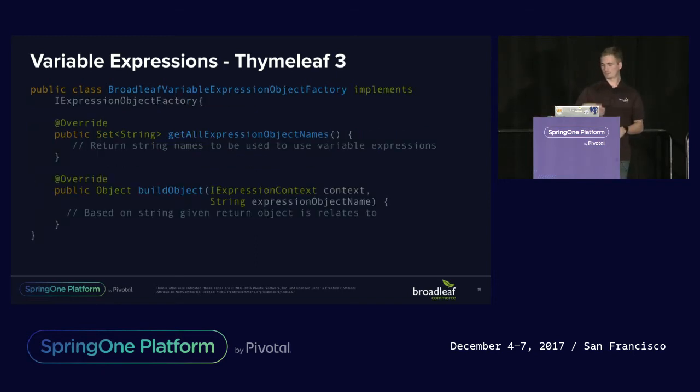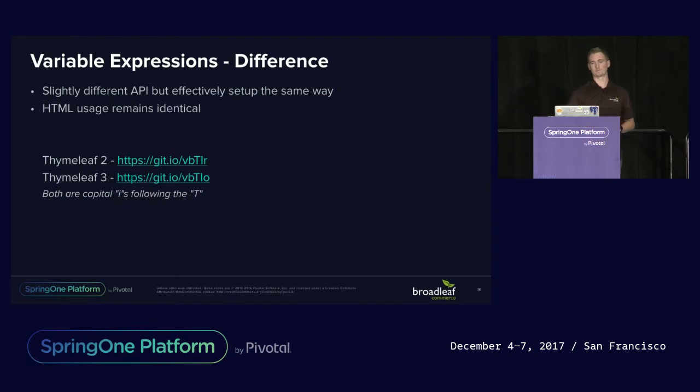A little bit of changes in Thymeleaf 3. Instead of returning a map, we pretty much just return the key set, and then we do a lookup on that map, returning the object separately. Not a huge difference. It's pretty much the same. Slightly different API, but it's pretty much set up the exact same way. And then the HTML, like I said previously, using those expressions, is identical.